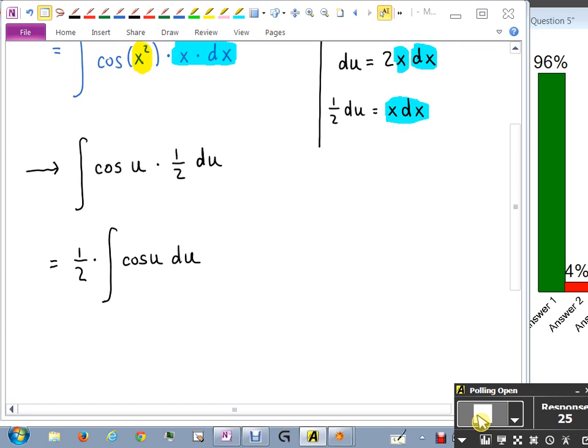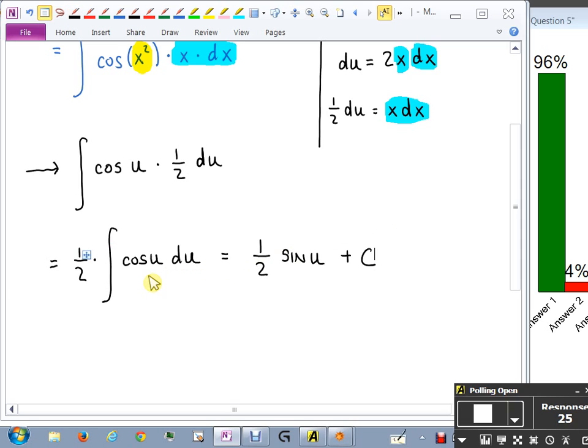Okay. So now we just act like the whole problem started over. Forget about x for now. Someone gave you this. They're saying find the antiderivative of cosine of u, where u is your variable. So don't even worry about this right now. Just what's the antiderivative of cosine of u? Sine u, right? Sine u plus a constant. And then we have to have the 1/2 that's out front. So this will be equal to 1/2 sine u plus a constant.